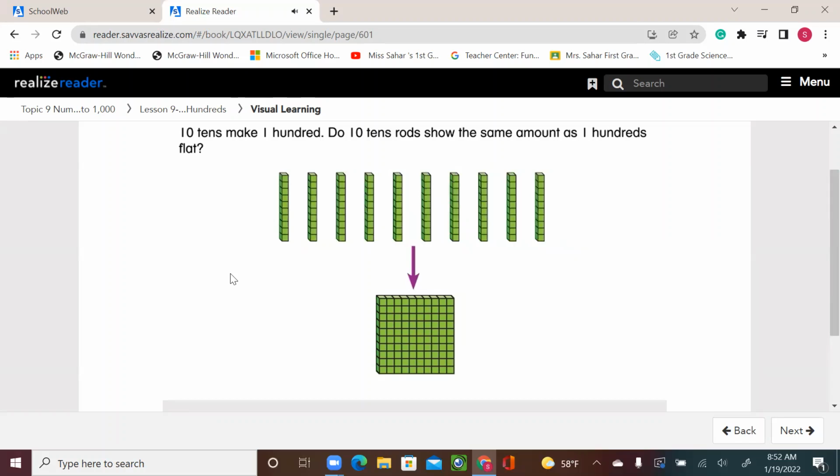Do 10 tens rods show the same amount as 1 hundreds flat? Yes, they both show 100. Count by tens. 10, 20, 30, 40, 50, 60, 70, 80, 90, 100.